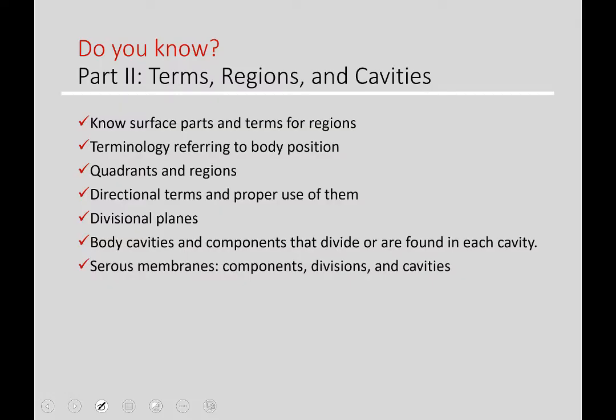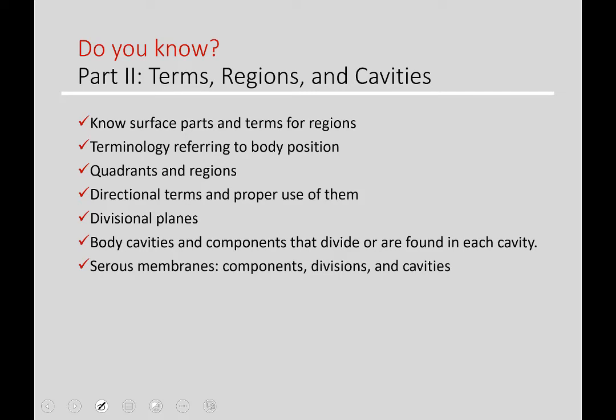So for this chapter, you should know all the surface parts and terms for the regions. That's the body shape that uses the anatomical terms, like the elbow being olecranon or chin being mental. Those are the terms. You should know the layman's terms, chin, and you should know the anatomical term, mental. You should know the body position, that it requires your palms up and your thumbs out. You should know about the abdominal regions.